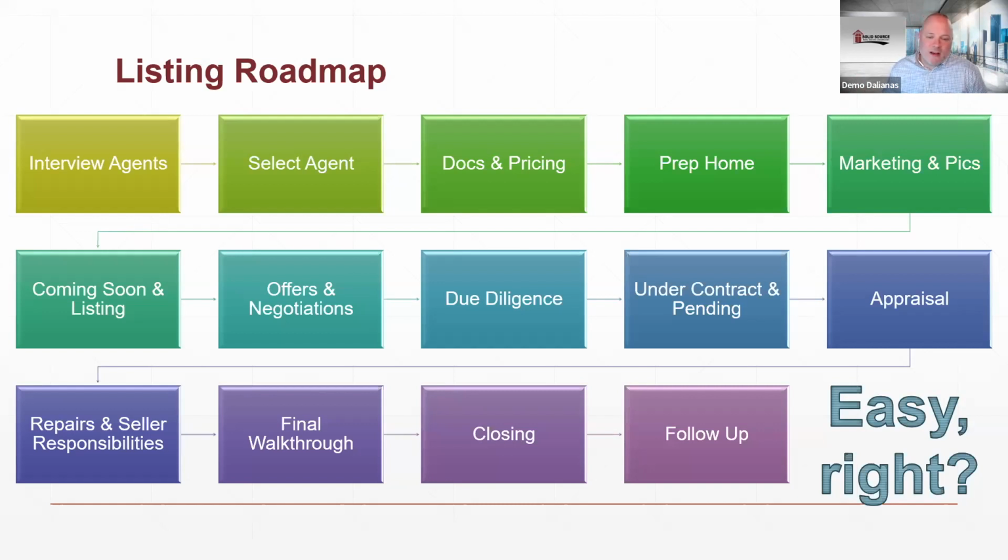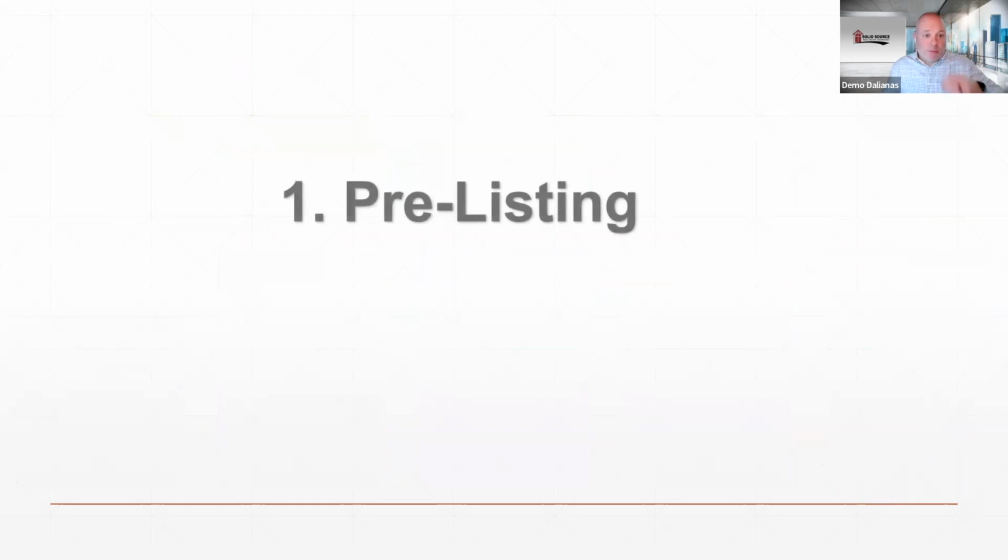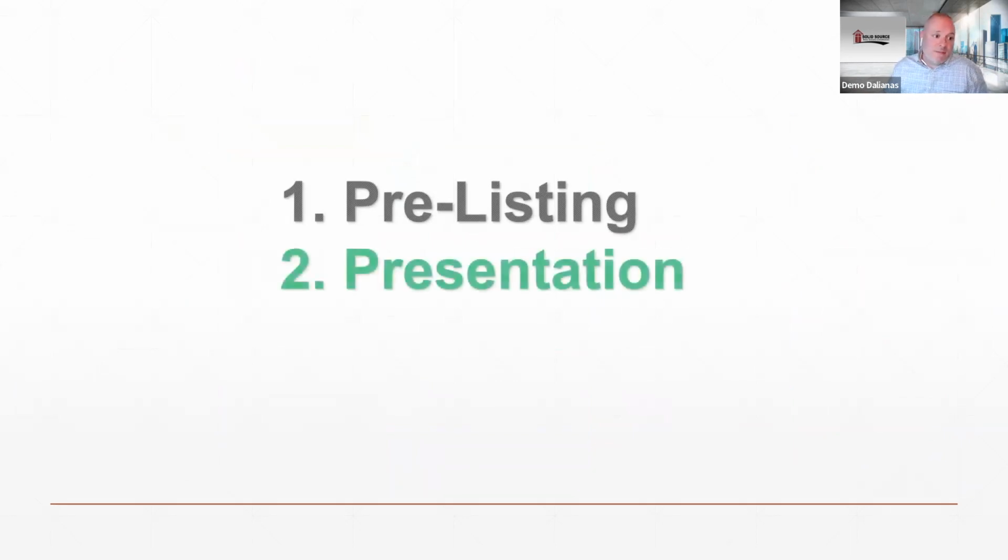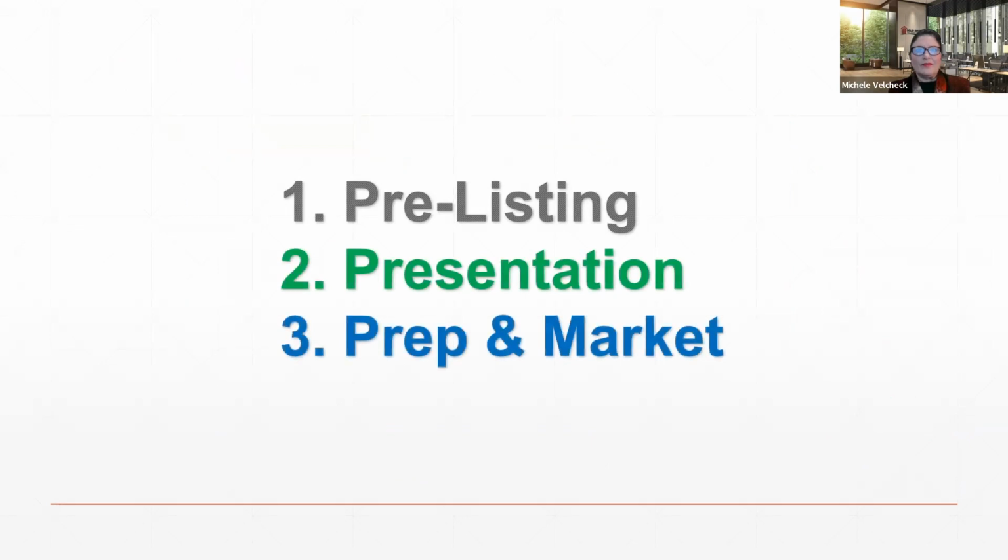But what we want to talk about is keeping this simple and keeping it in a tight 3-step process for our listing. It's going to be the pre-listing, the presentation, and then prep and market. So again, we had 2 P's earlier for the whole thing, the people and the process, and 3 P's here: pre-listing, presentation, and prep and market. We're going to think about our whole process as just boiling down to those 3 things.